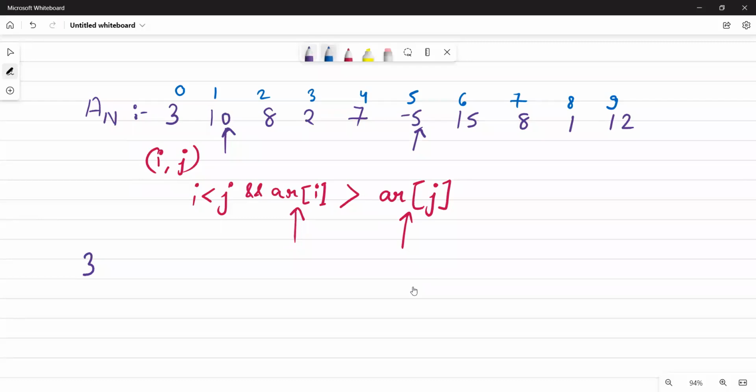Now coming on to the next, 8. With 8, will it form the pair with 3? No. With 2?